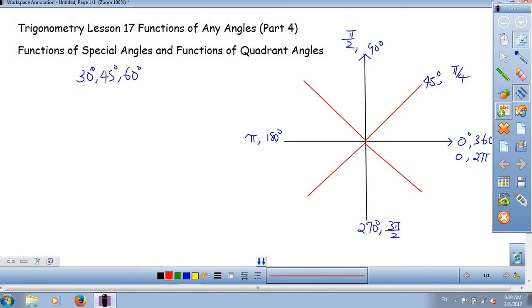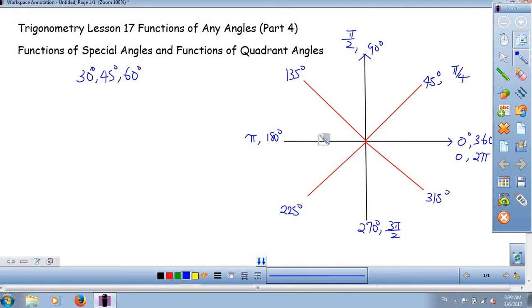So there are four angles out there that in each quadrant have a reference angle of 45 degrees. Here it's going to be halfway between 90 and 180, so that's 135 degrees. Here it's going to be halfway between 180 and 270, so that's 225 degrees. It's 180 plus 45, so 225. And here it's going to be halfway between 270 and 360 degrees, so 270 plus 45 is 315 degrees. Those are the special angles related to 45.